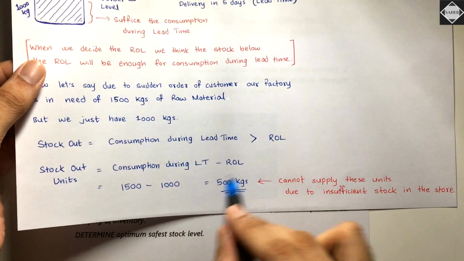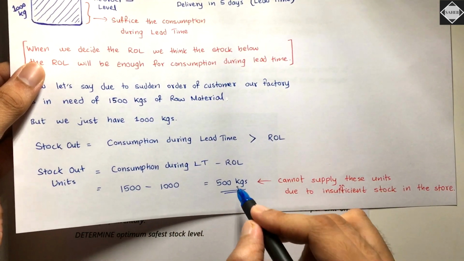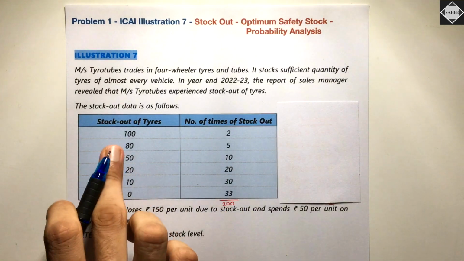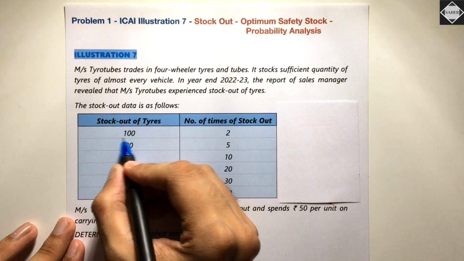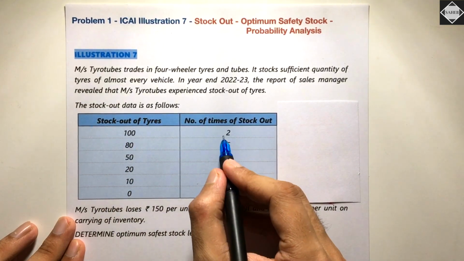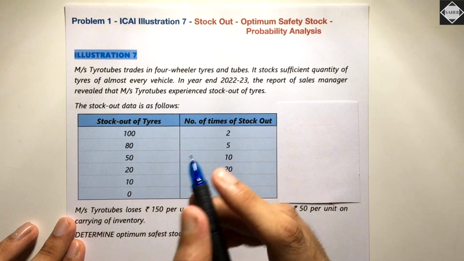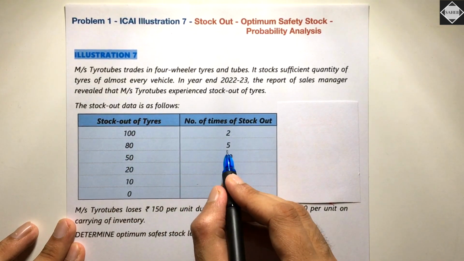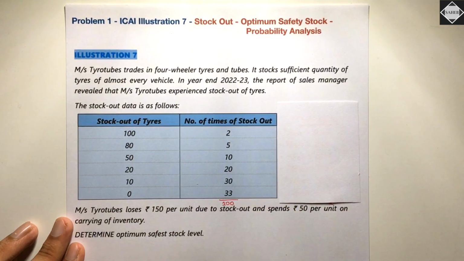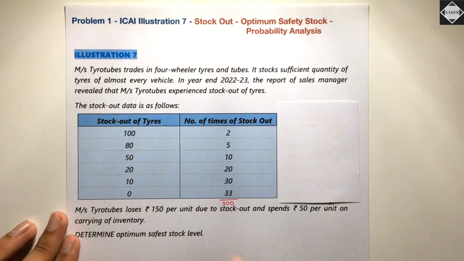Yeah, we calculated this, 500 kgs now. This is the stock out quantity, stock out units we can say. So that's what they have given you over there, 100. So a 100-unit shortage happened, and this happened 2 times in the past year. An 80-unit stock out happened 5 times in the past year. So different scenarios have been given to you.